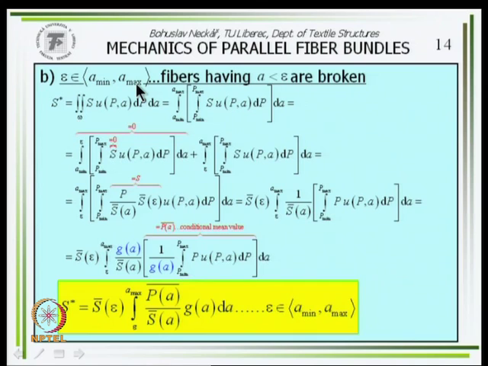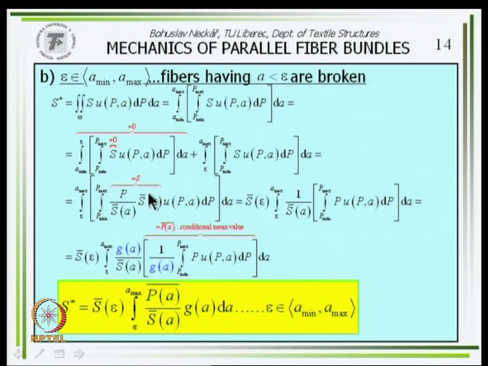What it means intuitively? The strain of the bundle is so high that some, but not all, fibers are broken, and other fibers are not broken. It is in the interval from A min to A max, between the value A min and the value A max. How is now the mean force per one fiber in the fiber bundle, so the loaded fiber bundle?